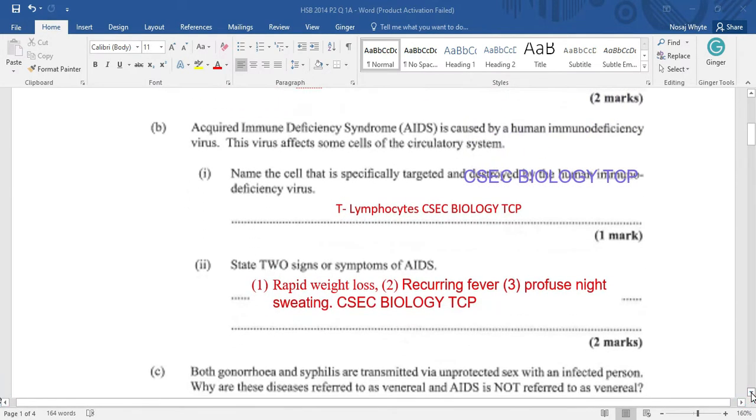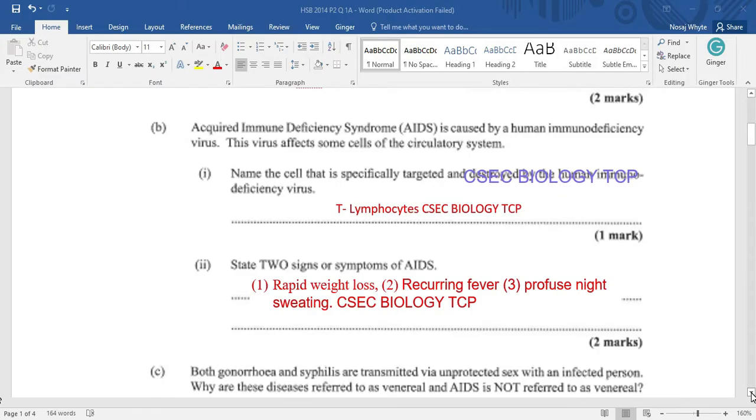Now, the fact that when one is affected by AIDS, the immune system is compromised, it makes one susceptible to many other types of disease. Hence, a person suffering from AIDS may show signs and symptoms that are common to many other diseases. However, the common signs and symptoms here are rapid weight loss and recurring fever. There's usually profuse night sweating. That is another big thing for AIDS.